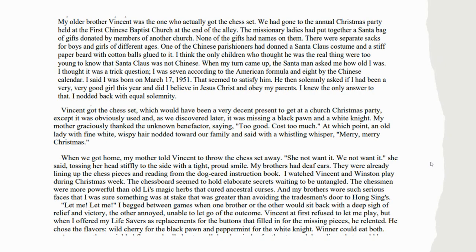My older brother Vincent was the one who actually got the chess set. We had gone to the annual Christmas party held at the First Chinese Baptist Church at the end of the alley. The missionary ladies had put together a Santa bag of gifts donated by members of another church. None of the gifts had names on them. There were separate sacks for boys and girls of different ages. One of the Chinese parishioners had donned a Santa Claus costume and a stiff paper beard with cotton balls glued to it. I think the only children who thought he was the real thing were too young to know that Santa Claus was not Chinese.